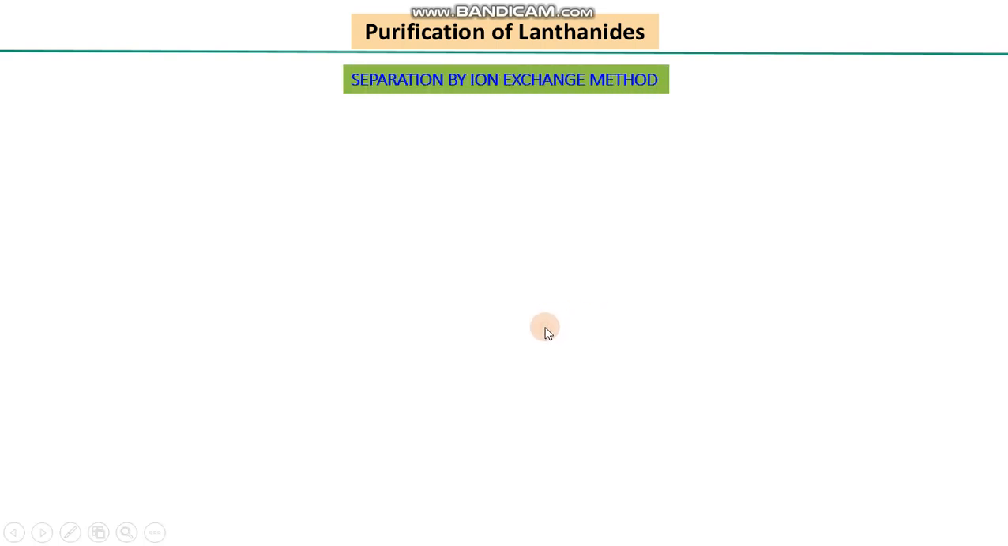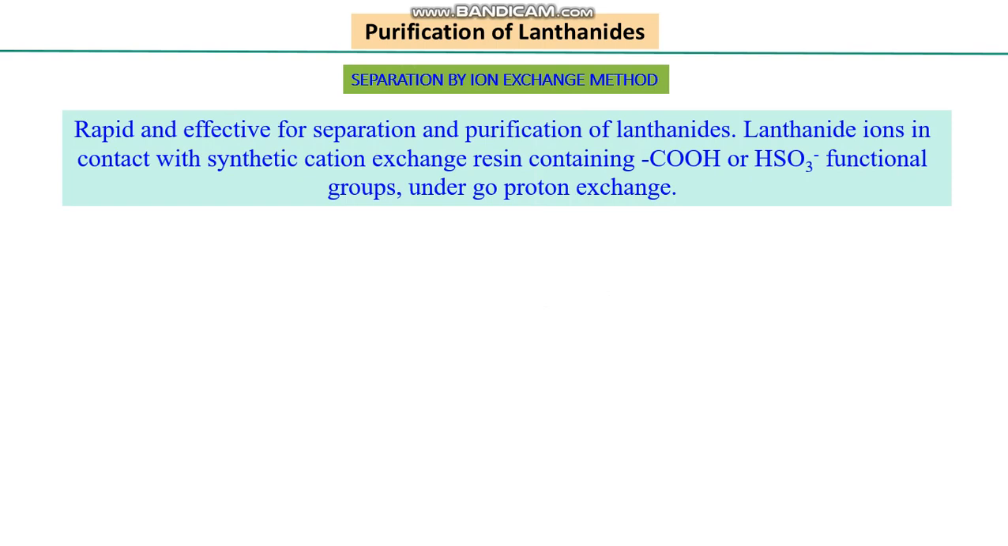For purification, the most acceptable viable method or technique is the ion exchange method. And in this ion exchange method, we are using a cation exchange resin. This method is rapid, and it is effective for separation of lanthanides, in addition to other practical applications of this method. So lanthanides can be allowed to come in contact with a synthetic resin, and this synthetic resin, as I told you, is a cation exchange resin.